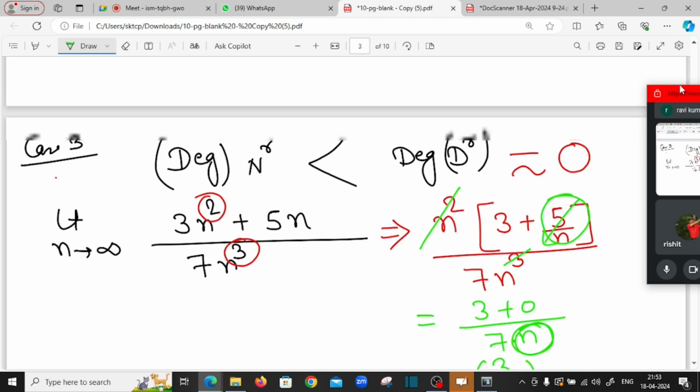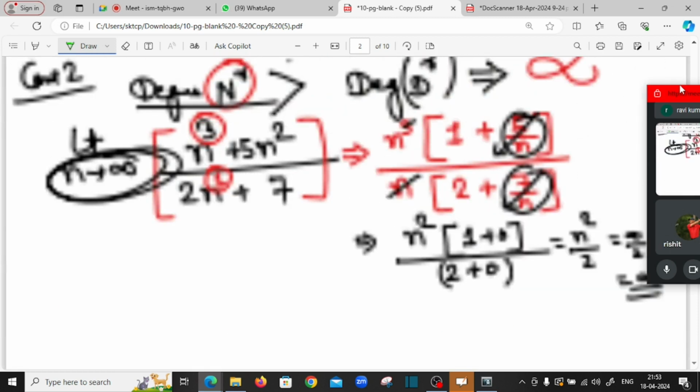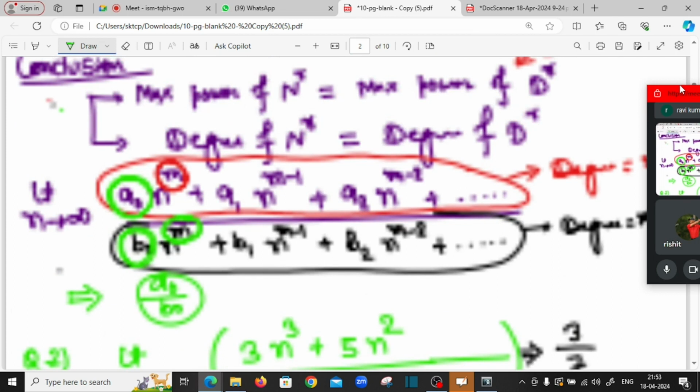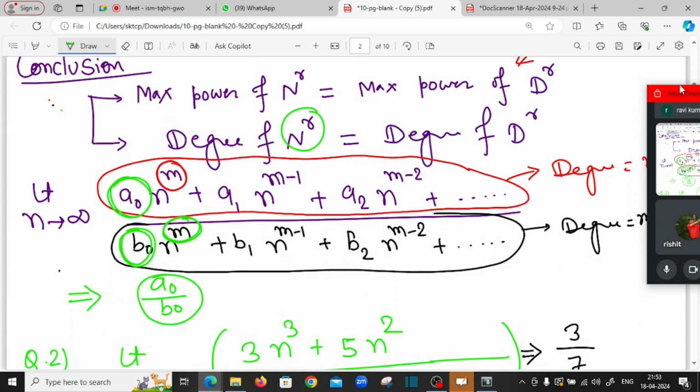So see, there is only one important point here. What will happen if the degree of numerator and degree of denominator are the same? In that case, you take the ratio of the coefficients of that degree term, or you can say the highest power term. Are you getting my point? Directly you can say.